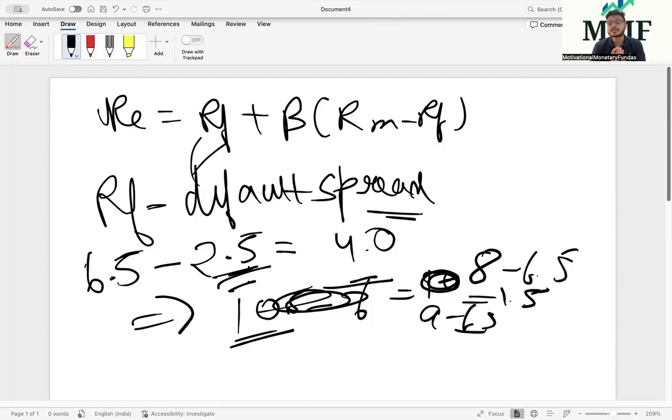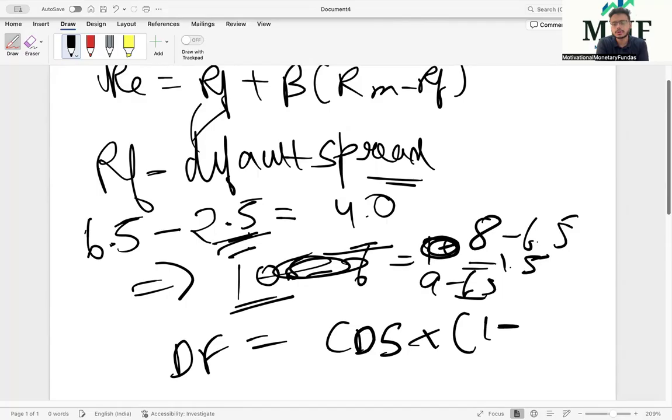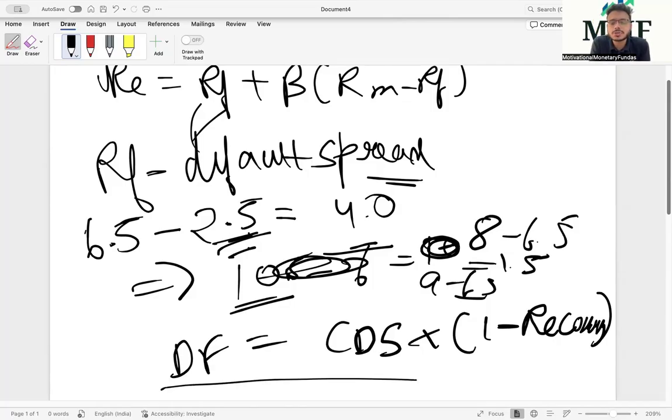Now, there are some other ways also to calculate default spread, right? There is one formula to calculate default spread, which is a bit complicated. We will not go into it. It says the credit default spread, the CDS, into 1 minus recovery rate. This is an accepted formula, right? But you need not get confused by it. The simplest way is to take the number from a rating agency or take the difference between a corporate bond and a government bond.